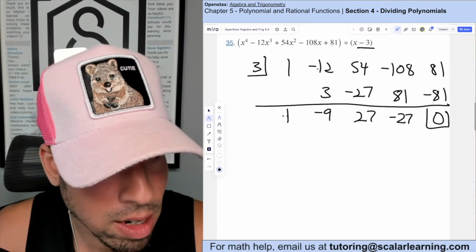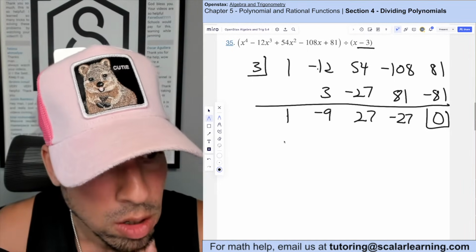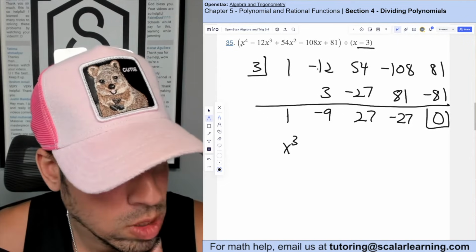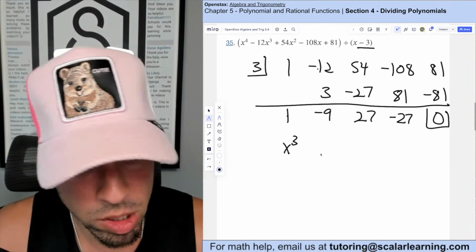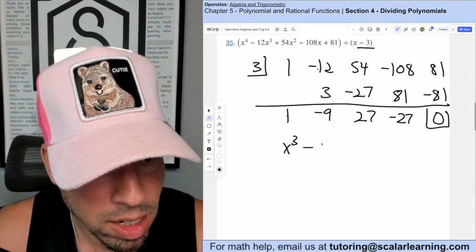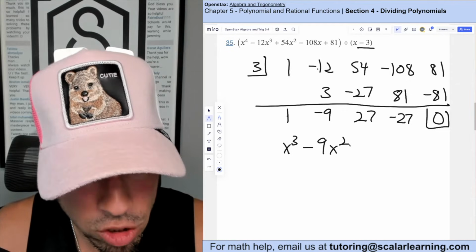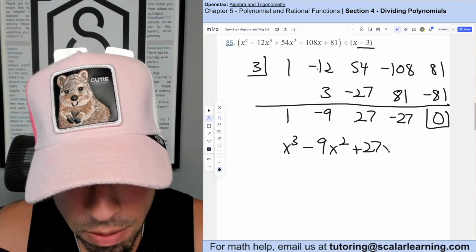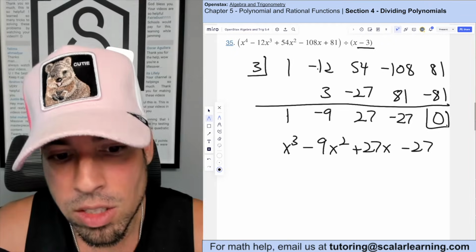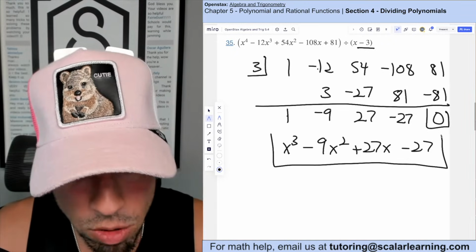And then we have the resulting polynomial, 1x to the third, because we start with 1 degree lower than what we started with for the first polynomial. Then we stair step down, minus 9x squared plus 27x to the first, minus 27. And since there's no remainder, this is the final polynomial.